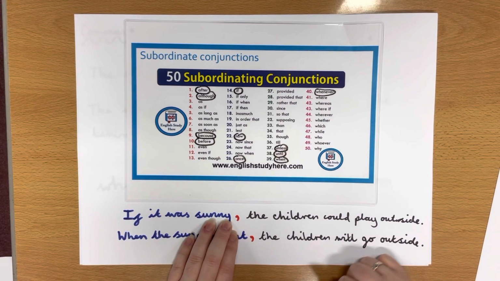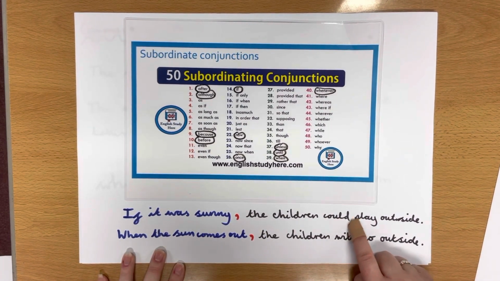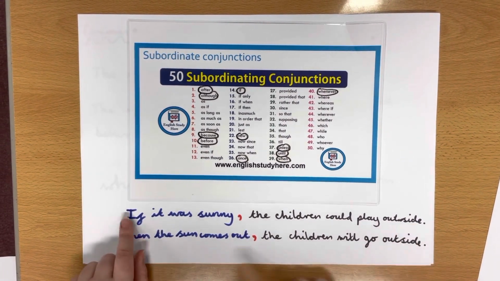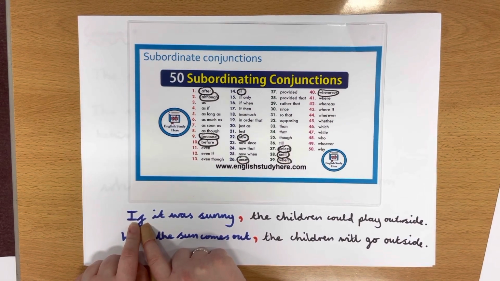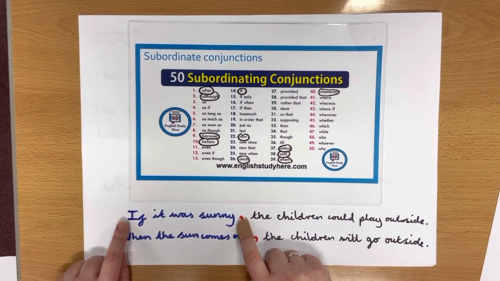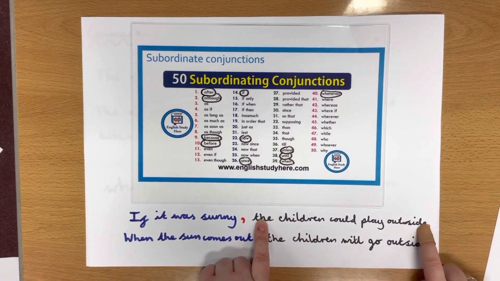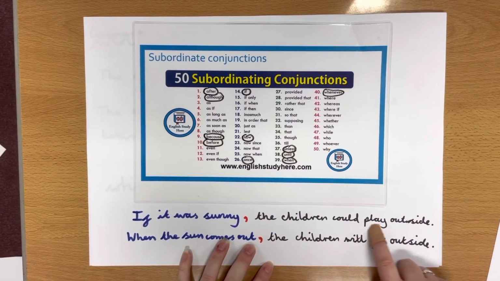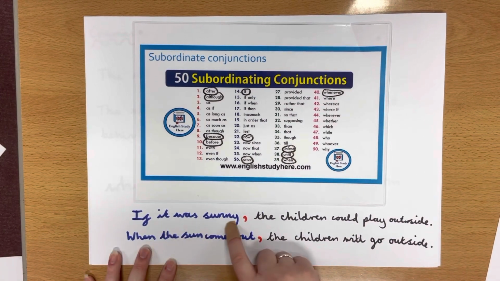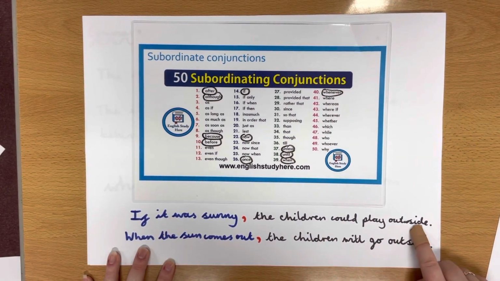If it was sunny, the children could play outside. Here we've started with our subordinate conjunction, and this is our first part of our sentence. It's our subordinate clause, so our comma goes between the two clauses. Our part in black, this is our main clause. The children could play outside. If it was sunny, the children could play outside.